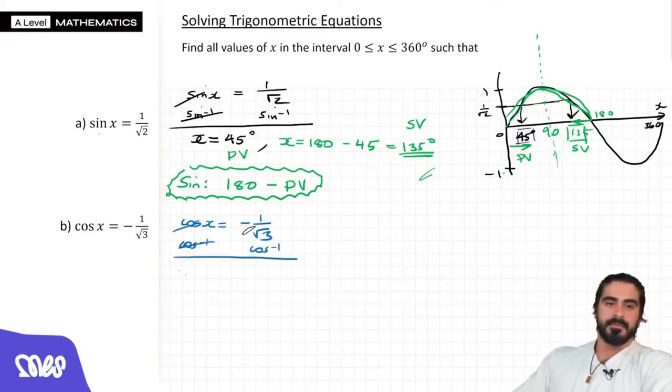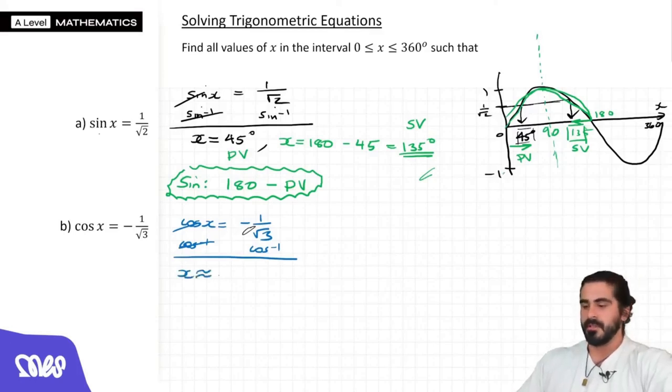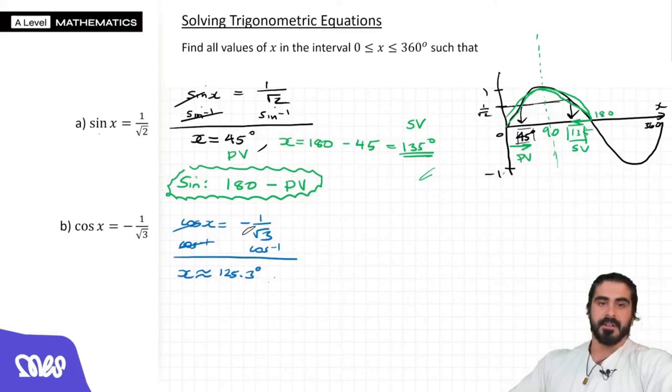Cancel, cancel. Now let's just say for this, we're going to do it to 1 decimal place. So inverse cos, hopefully we've all got our calculators now. 1 over root 3. 125.3 we'll say. 125.3 degrees. Now let's look at the cosine graph.